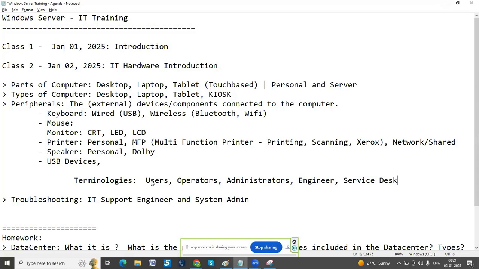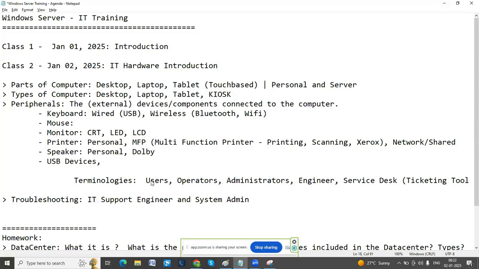Again, yesterday I told you about administrator and engineer, at a basic level or an experience level, depending on the scenario. For example, IT engineer, system admin, or service desk. Yesterday I discussed some small pieces of information where I used the word ticketing tool. Are you aware?